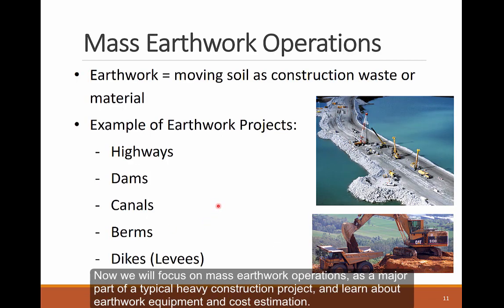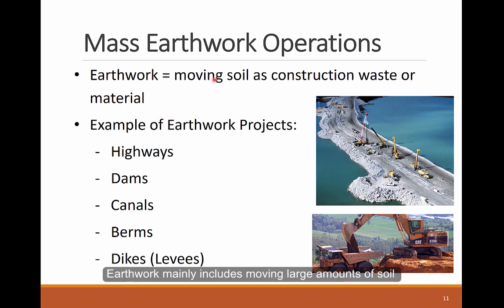Now we'll focus on mass earthwork operations as a major part of typical heavy construction projects, and learn about earthwork equipment and cost estimation. Earthwork mainly includes moving large amounts of soil within the construction site, or to the construction site, or off the construction site. Earthwork is almost in all types of heavy construction projects, such as highways and dams.